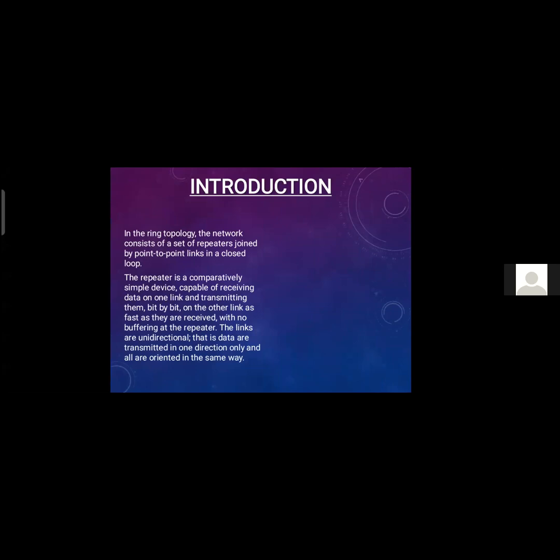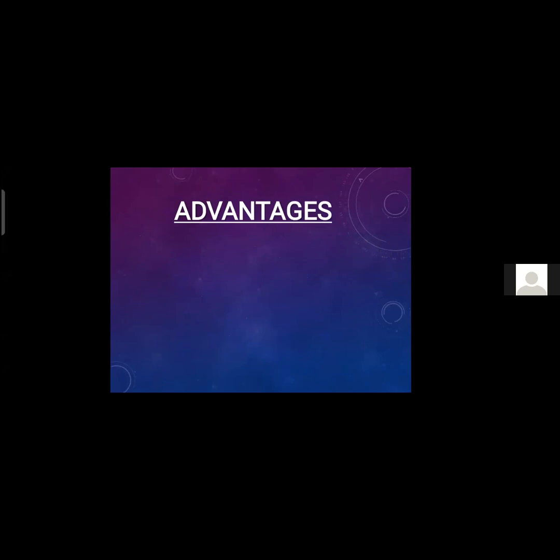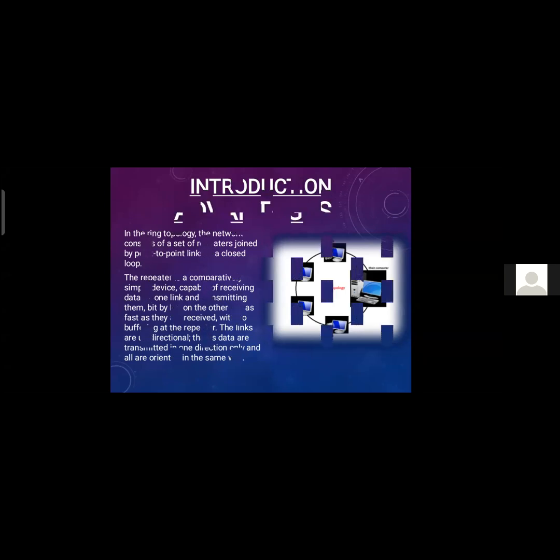Introduction. In the ring topology, the network consists of a set of repeaters joined by point-to-point links in a closed loop. The repeater is a comparatively simple device capable of receiving data on one link and transmitting them bit by bit on the other link as fast as they are received, with no buffering at the repeater. The links are unidirectional, that is, data are transmitted in one direction only, and all are oriented in the same way.